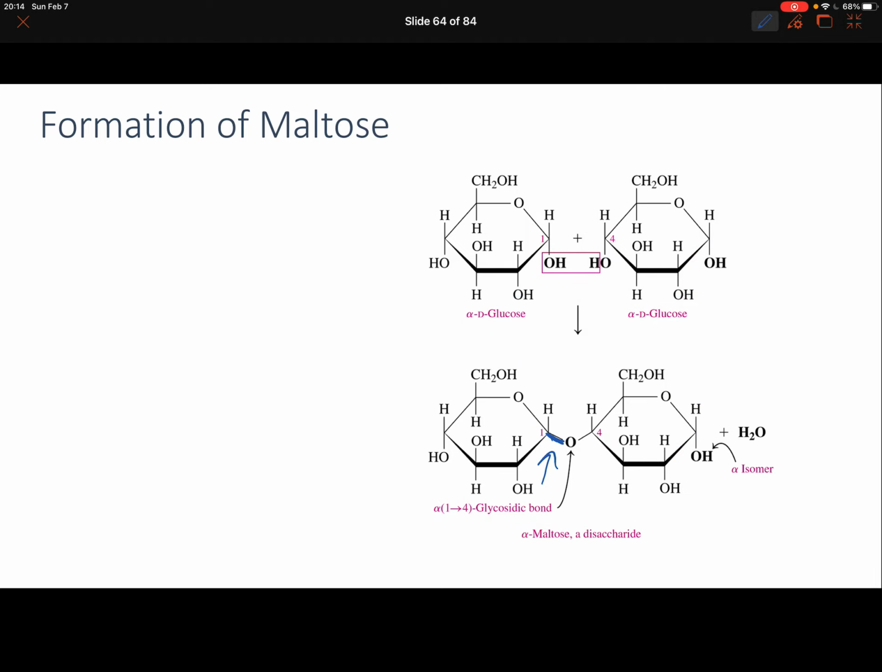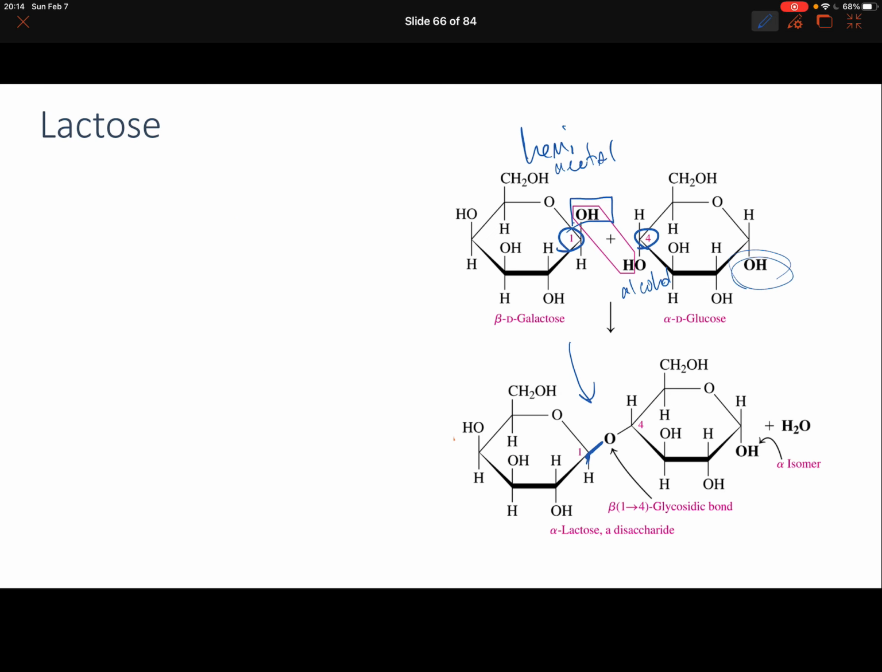Right? It's down. And a beta bond is up. Again, beta 1,4 linking the number 1 and the number 4 together. And this is alpha lactose because the OH is down over here. When these form, they release a water molecule. I think I forgot to mention that in the previous example. When maltose forms, it liberates a water molecule.